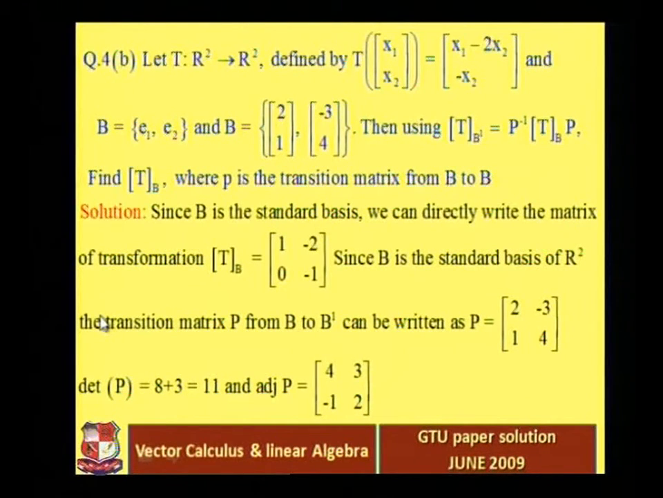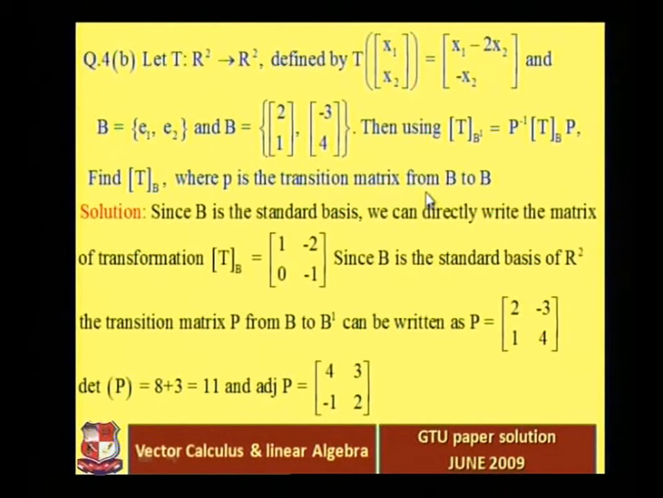Next question, question 4b. T from R2 to R2 is defined in this manner: T of (x1, x2) is equal to (x1 minus 2x2, minus x2), B is equal to {e1, e2} and B dash is equal to {(2, 1), (minus 3, 4)}. Then, using transformation T, the standard matrix of T with respect to the basis B dash is equal to P inverse times the standard matrix of T with respect to the basis B times P. Find the standard matrix of T with respect to the basis B, where P is the transition matrix from B dash to B.